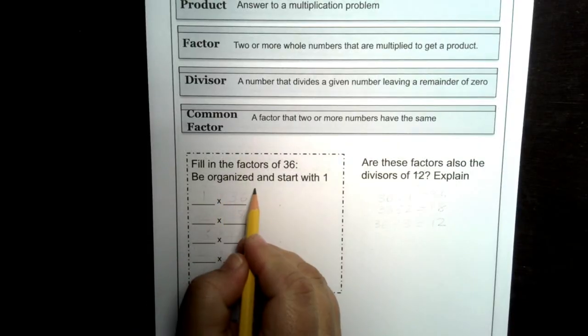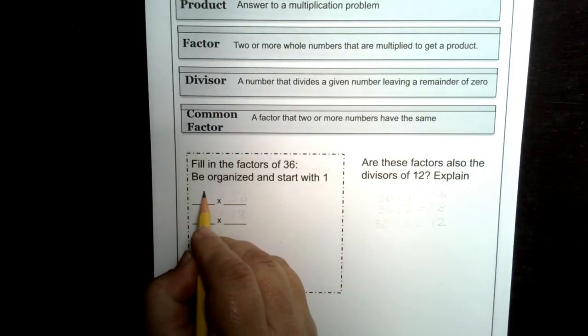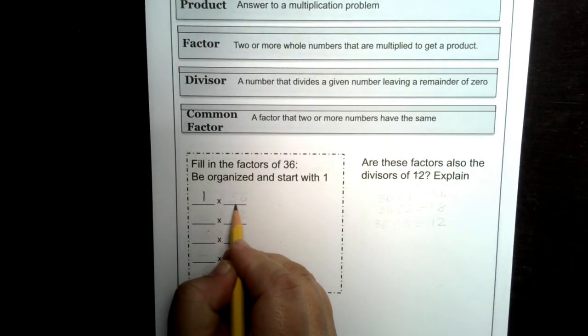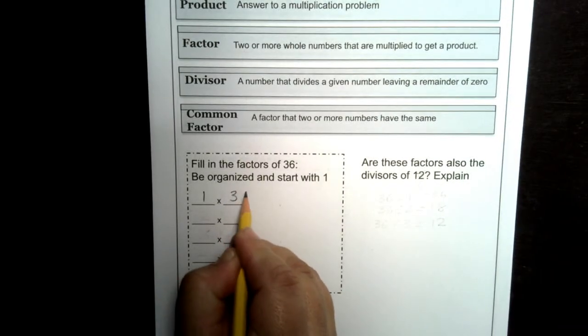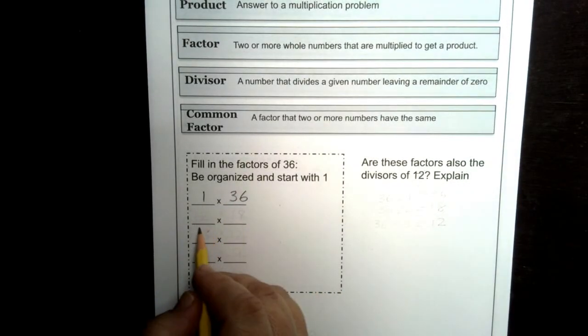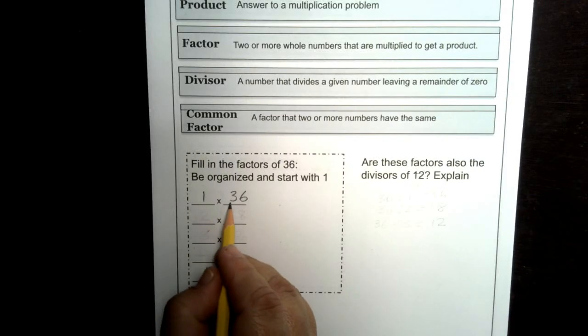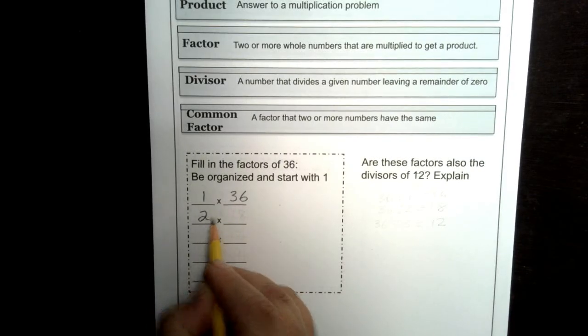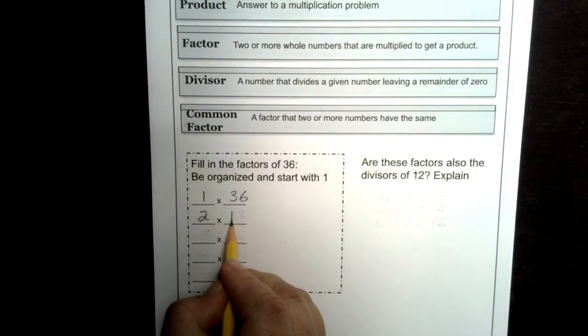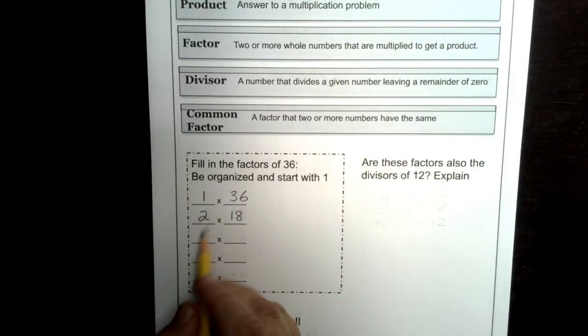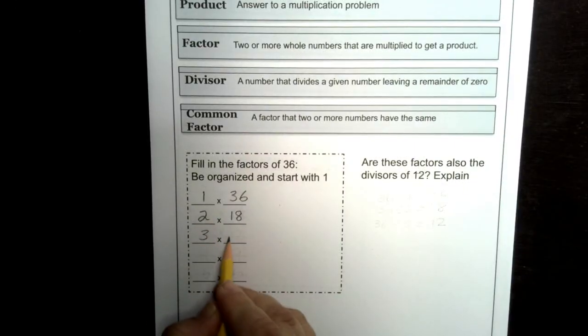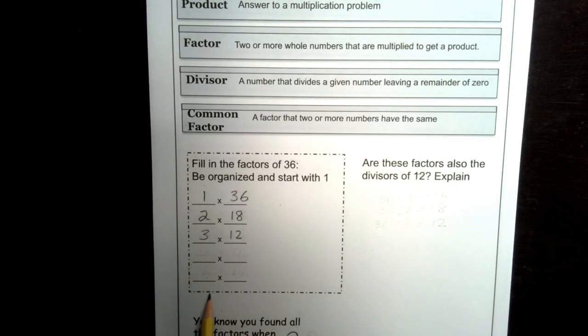The best way of doing that is to be organized, and let's start with 1. 1 times what number gives us 36? That would be 36. Then I'm going to go to the next counting number. 2. Is 2 a factor of 36? Yes, 36 is an even number, so I'm going to have 2 times 18. 3. Is 3 a factor of 36? Yes. 3 times 12 gives me 36.